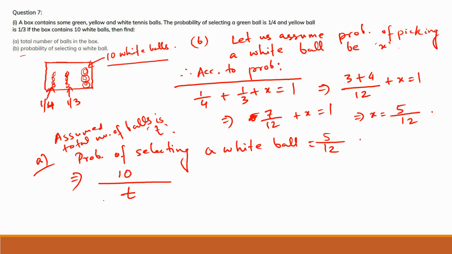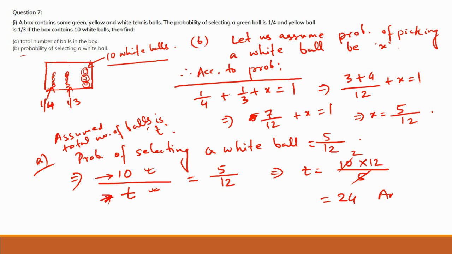10 divided by T. Total number of white balls is 10 and total number of balls is T. So 10 by T should be the probability of selecting a white ball, right? Favorable outcomes by total number of outcomes, right? And you found this as 5 by 12. So from here T should be equal to 10 times 12 by 5, so T should be equal to 24. This is the answer, total number of balls, answer A. Okay, hope this is clear to you guys. So let's move to the next problem.